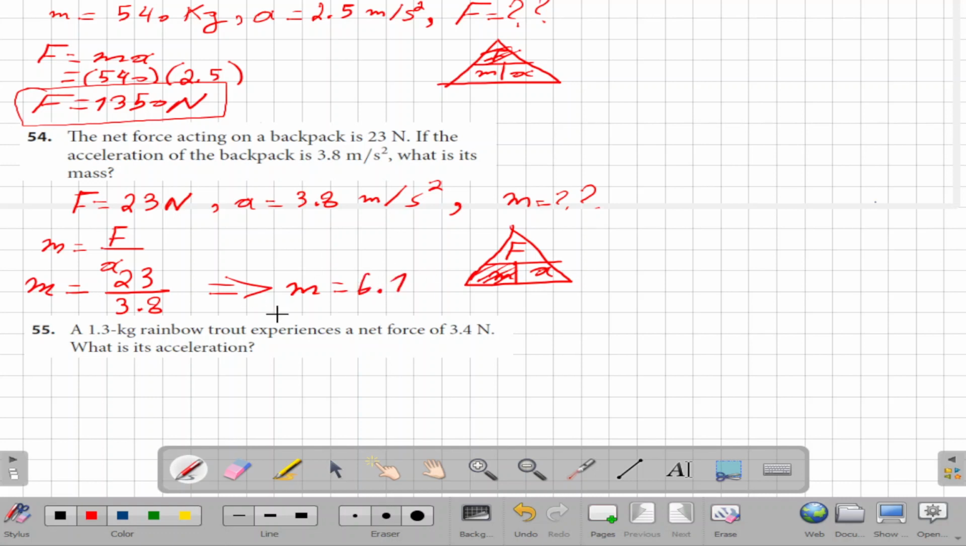What is the unit used here? Since the force is in Newton and the acceleration is in meters per second squared, and we know that these units are SI units, we should also have the mass, this value, in SI units, and we know that the SI unit of the mass is kilogram.